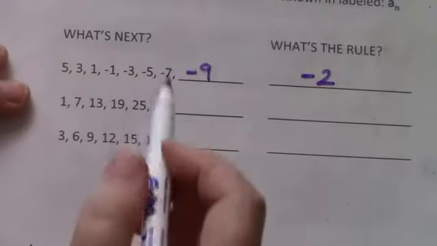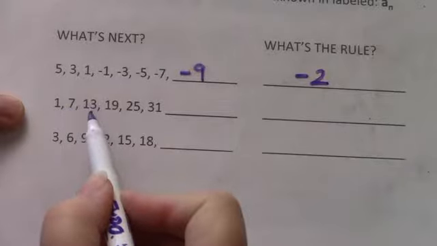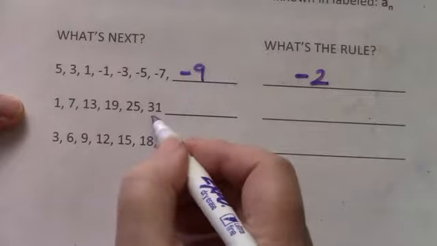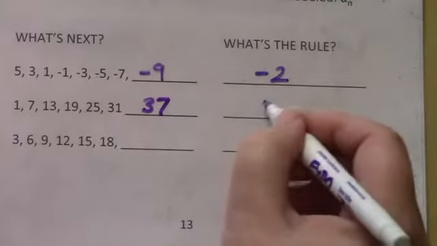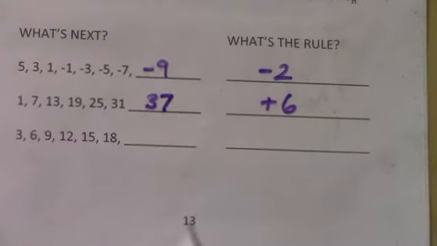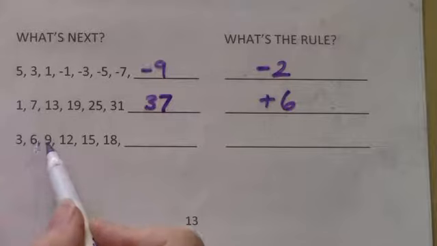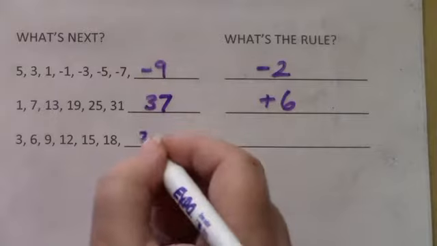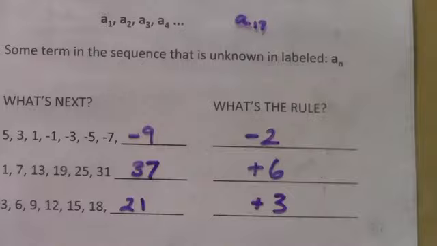Let's take a look at the next one. From 1 to 7, we're adding 6. 7 plus 6 is 13, plus 6 is 19. So what will my next term be? It's going to be 31 plus 6, which is 37. What is my rule? Plus 6. And let's look at the last one. We're going from 3 to 6 to 9, and it looks like we are adding 3 to each term. So what is my next term going to be? 18 plus 3 is 21. My rule is to add 3. So it's very straightforward, the beginning of that.